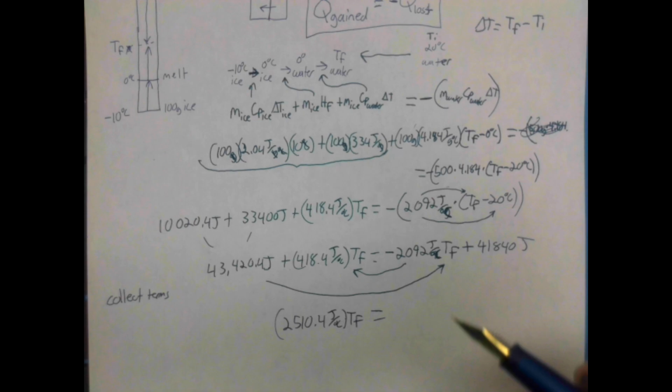What is 100 times 2.04 times 10? So this is basically 200 times 10, right? 100 times 2 is 200. 200 times 10 is what? Yes, that's my mistake. That should have been 2,040 joules, which means 2,000 plus that.